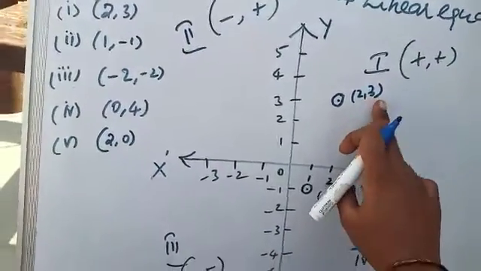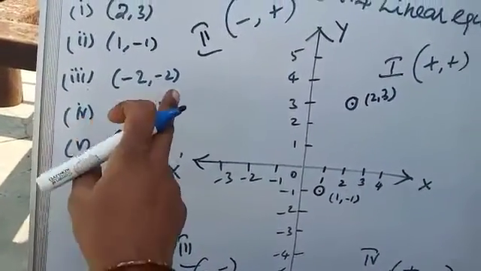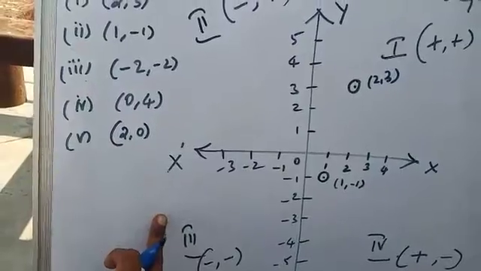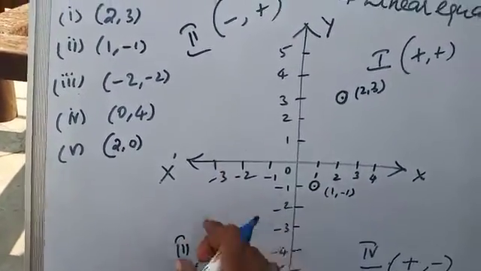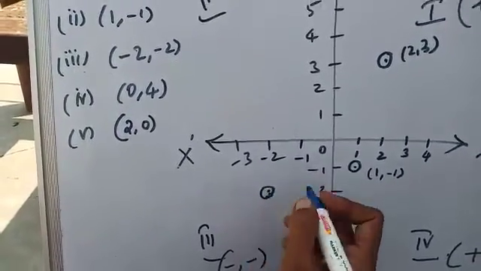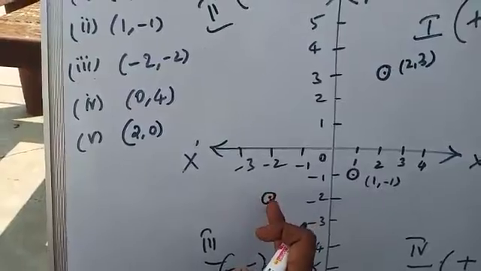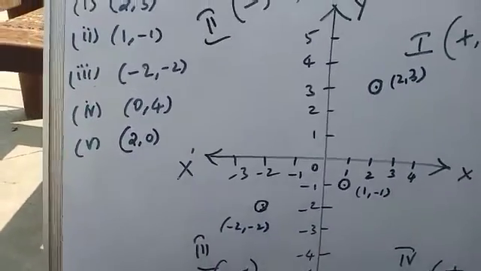This one has both positive. Then what about this one? Where will it lie? Both are negative, no? So it will come into the third quadrant. The x value is minus 2, the y value is also minus 2. So you have to plot here. Both x and y are minus 2 now. Minus 2 comma minus 2.